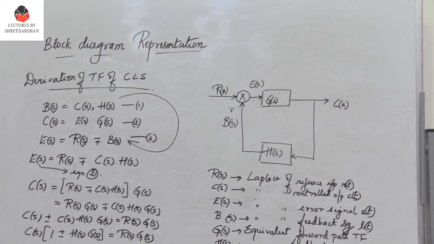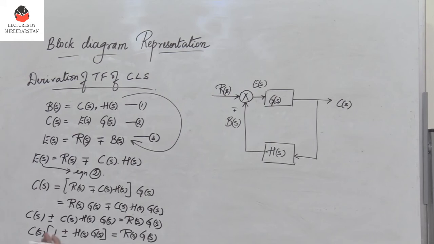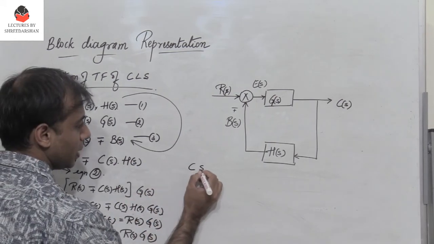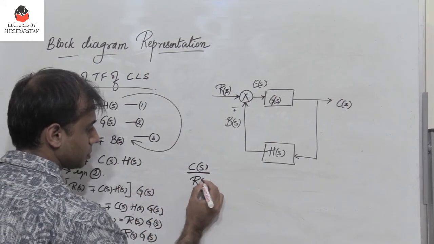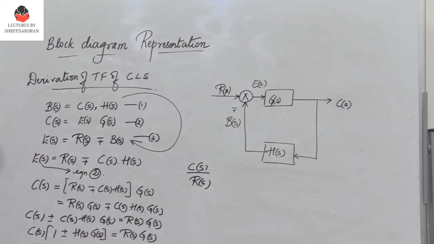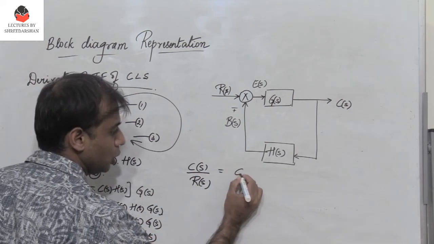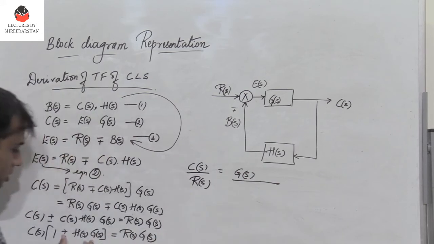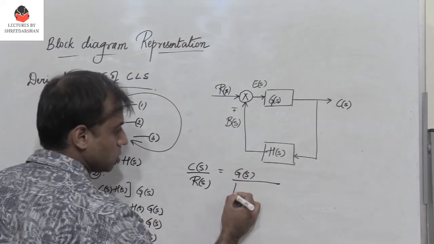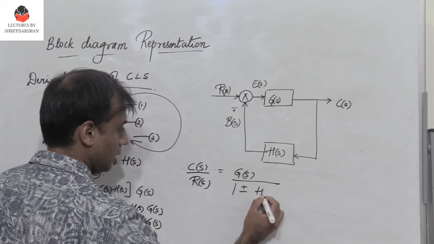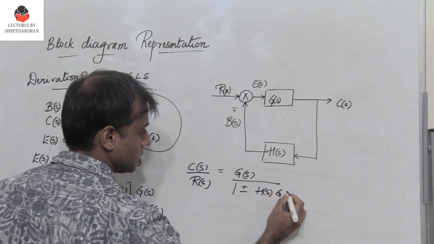So to get the transfer function, what do I have to have? Output by input. So C of S by R of S. I need the output C of S by R of S. So I have C of S by R of S equal to G of S, and I bring this term to the denominator. So I get 1 plus or minus H of S G of S.